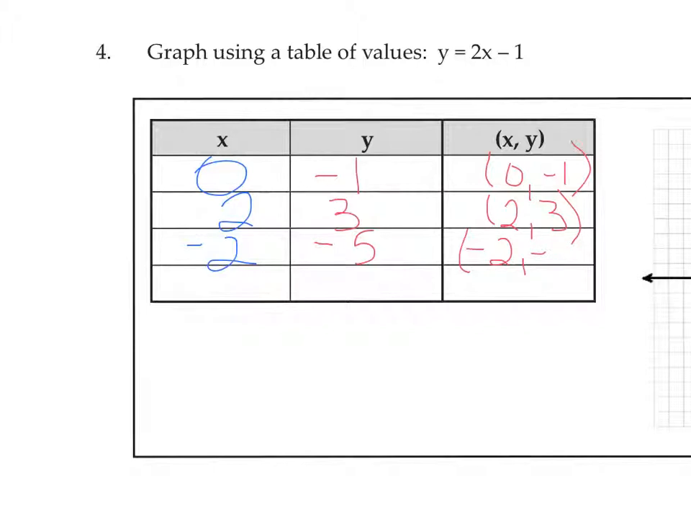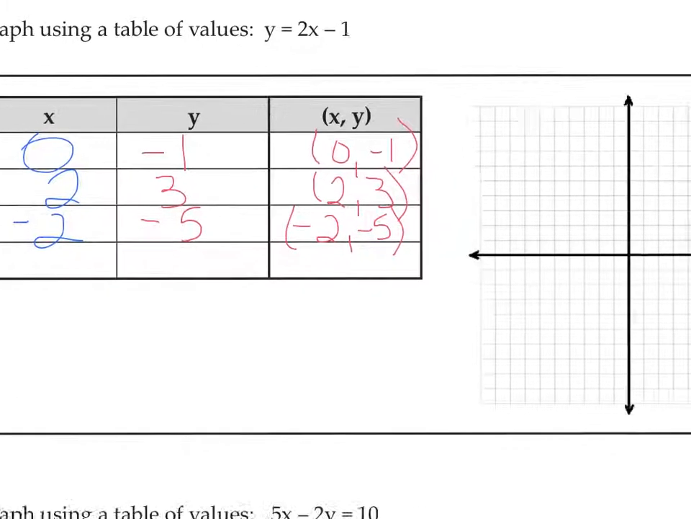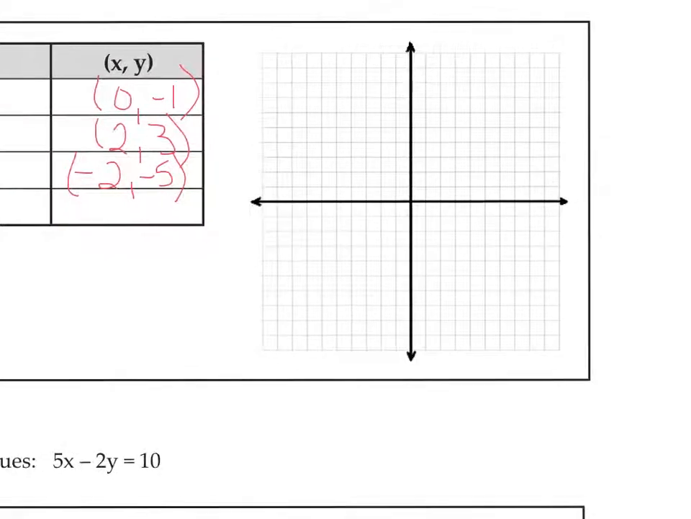Check your answers. Sometimes, depending on the form of the equation, when the equation is solved for y, this is sometimes easy to do mentally as long as there's no fractions involved, which is what I just did. Now we have our ordered pairs. We can graph them.